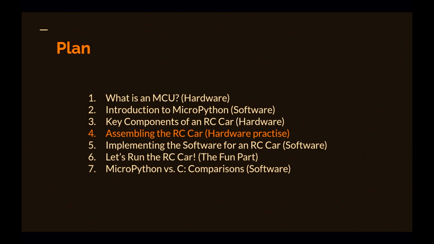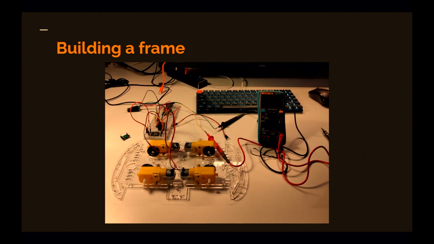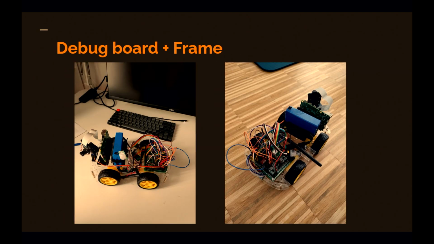Okay, now we will assemble the car. Here we received our frame. Here we soldered wires to the motors and assembled everything on the breadboard. We checked everything on the breadboard, and after that we decided to solder the debug board. Here you can see an example of bad engineering that I did: after I assembled everything, I discovered that I cannot connect the USB cable to flash my microcontroller. Here is our car with the debug board.